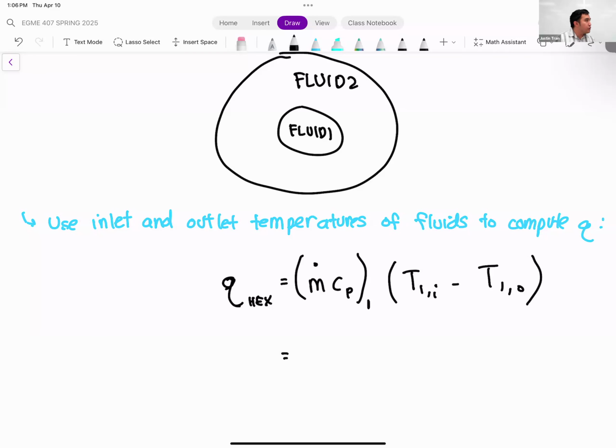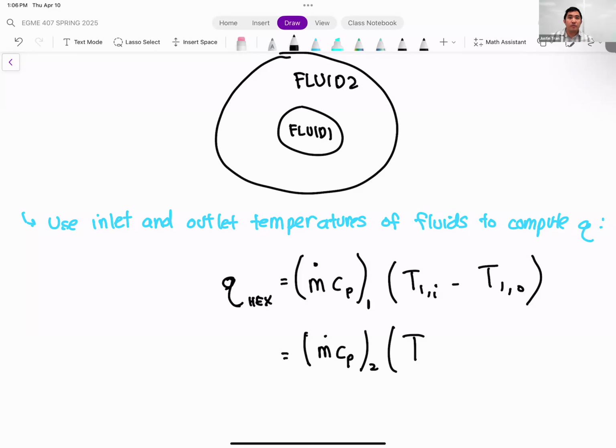Or if you're given the information on the second fluid, remember, with these heat exchangers we assume that they are perfectly insulated. So all the heat that leaves one fluid is going to be heat gained by the other fluid. So this is equal to m dot Cp of fluid 2 multiplied by the difference in temperature for the second fluid. Question, yes?